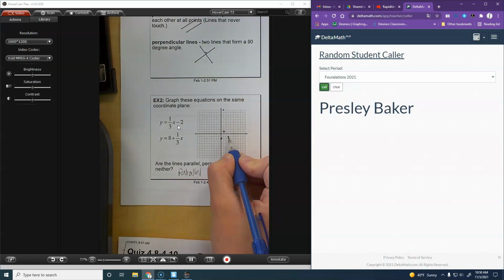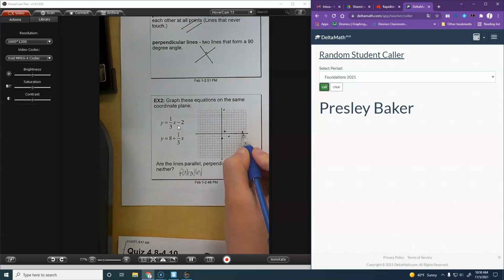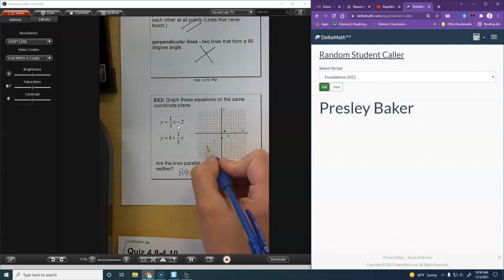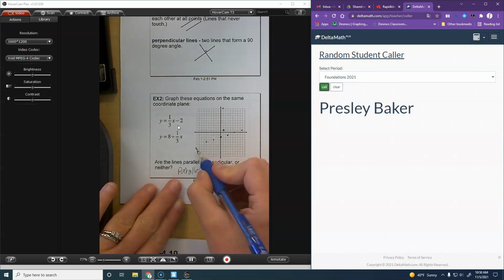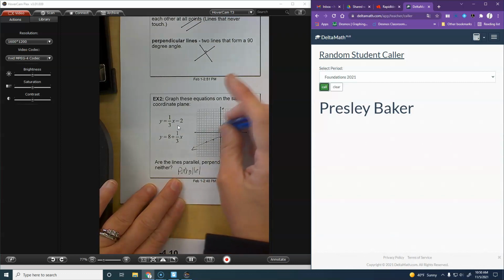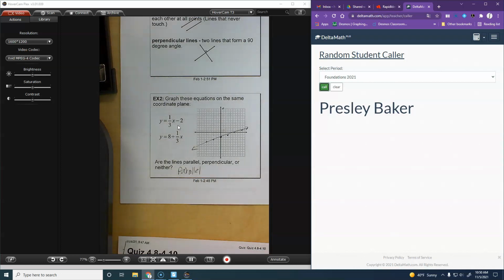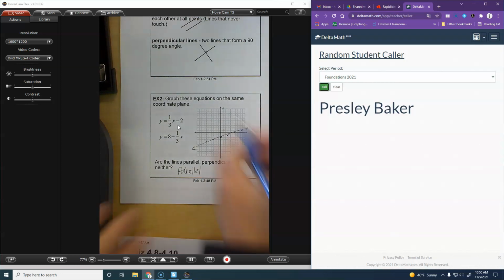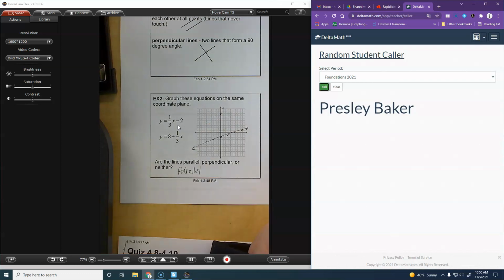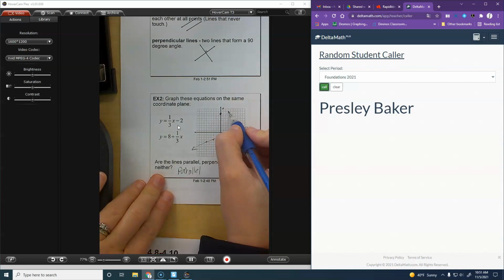Over 3, like this. And I highly suggest going ahead and graphing that whole line before you start on the second one, because if not, all your dots are going to run together and you're not going to know which one is which. So we got this line right here. Okay. Then, what's the y-intercept on the second one, Presley? 8. Okay. So we got 8. And what are we going to do from that point? Go up 1. All right.